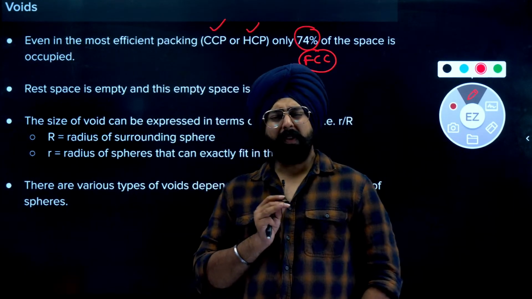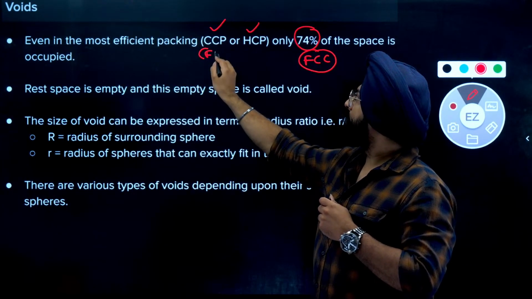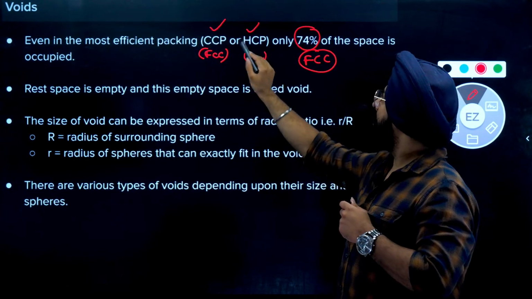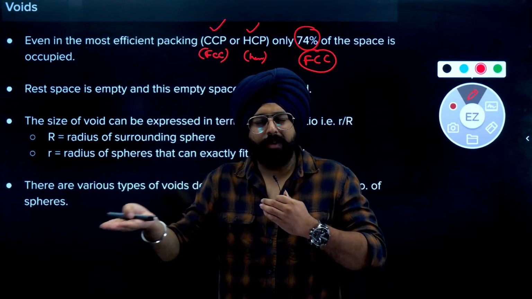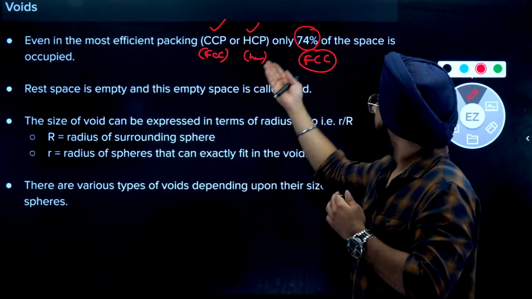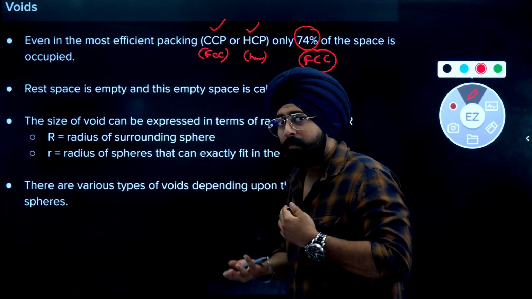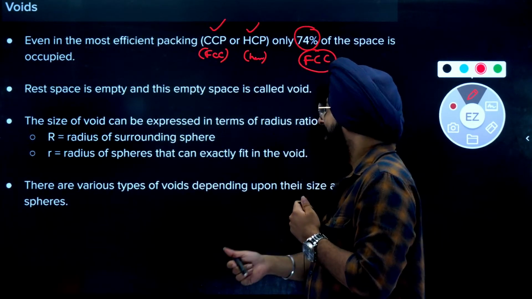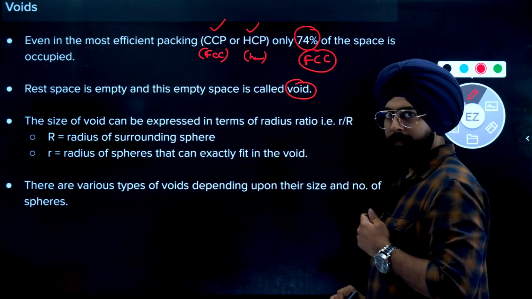But for now, just try to remember that cubic closed packing gives you an FCC unit cell, and hexagonal closed packing gives you a hexagonal unit cell. Both of them are very efficient at packing. Because you saw, right, we are just putting hexagonal layers on top of each other. Obviously, they're going to be very efficiently packed. 74% packing efficiency. But again, there is some empty space. You can become a microscopic version of yourself and go sit there if you want. So the rest of the space is empty, and this empty space is called a void.